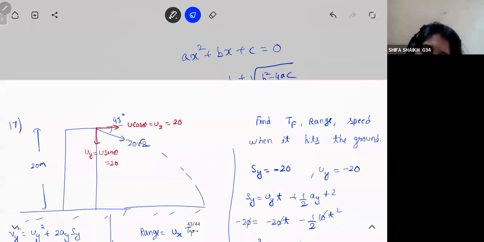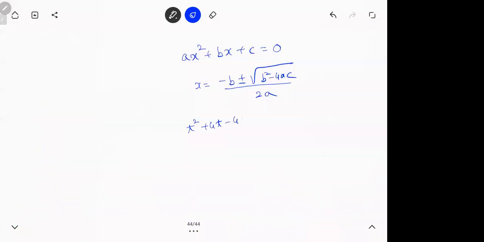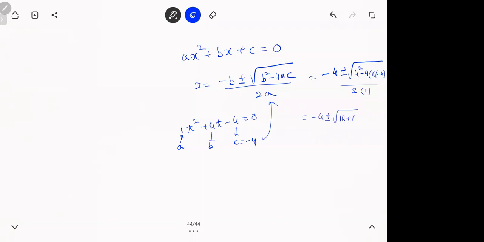क्या था ये t square plus 4t minus 4. So a is 1, b is 4, c is minus 4. Substitute करो. तो b में क्या आ रहा है? Minus 4 plus or minus b square, that is 4 square. So minus 4, a is 1, c is minus 4, by 2 into 1. So minus 4 plus or minus 16 plus 16 by 2. I'm not taking the negative root because time can't be negative. So that is 4 root 2 by 2.